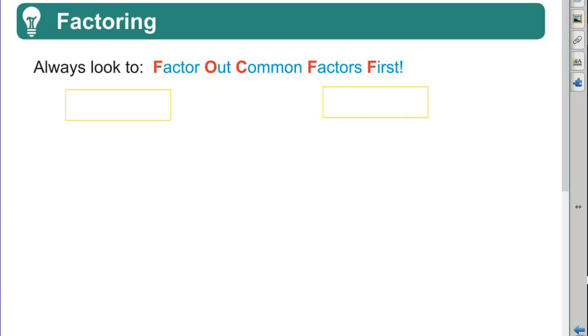And this is a quick review of factoring. So quick review of factoring. I can't emphasize enough how important it is for you to always think to factor out common factors first. And no matter what you're factoring, trinomials, binomials, whatever, you always have to look for common factors to factor out first.